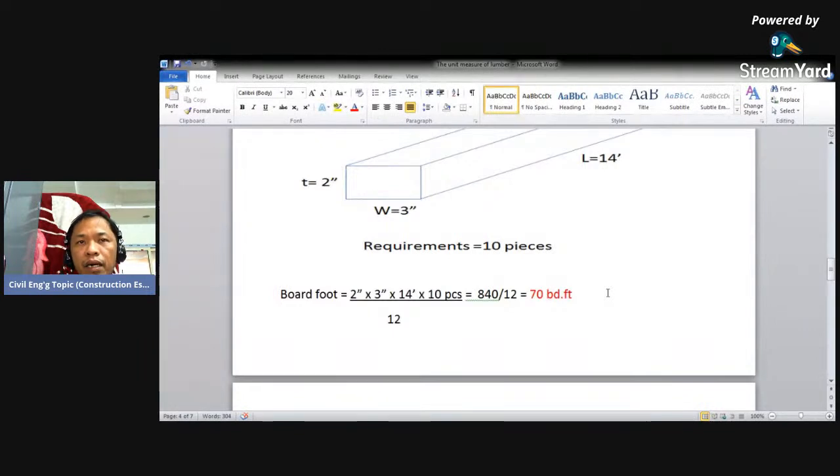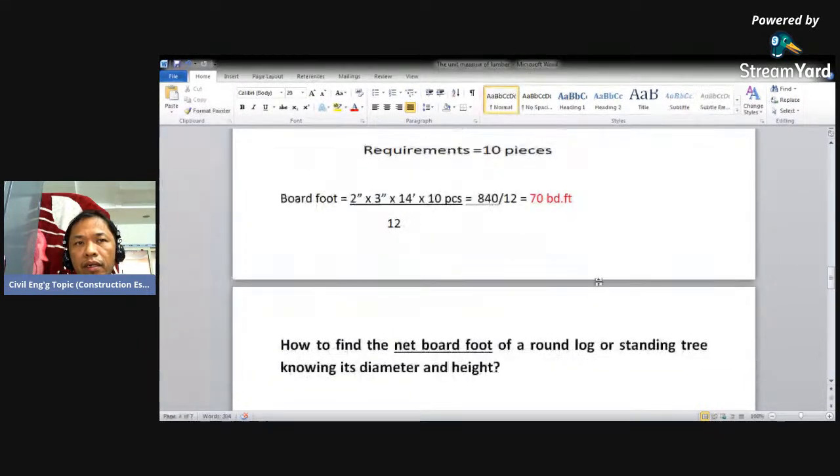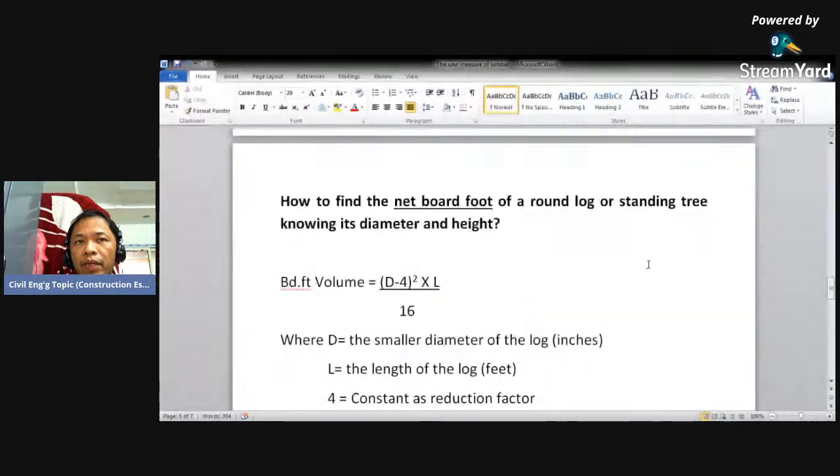Okay, this is the next question: how to find the net board foot of a round log or a standing tree, knowing its diameter and height. So what you will do, you will measure the diameter of the log. So this is the formula: board foot is equal to D minus 4 squared, times the length, divided by 16.